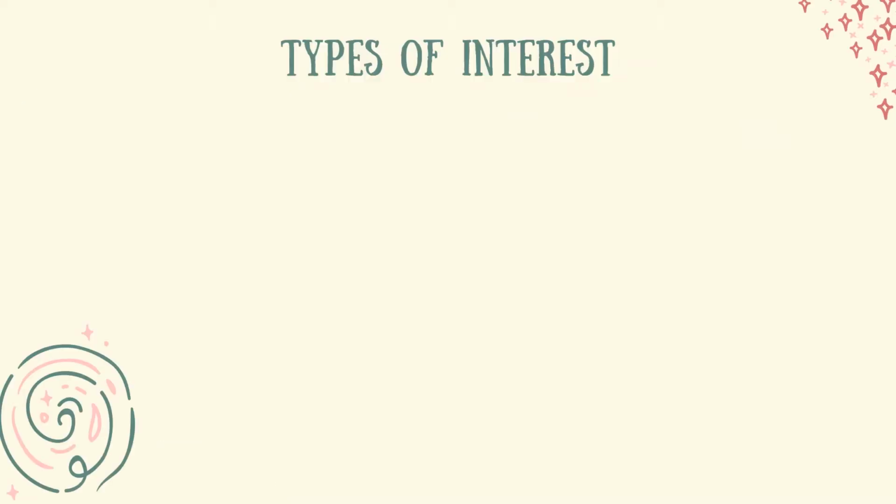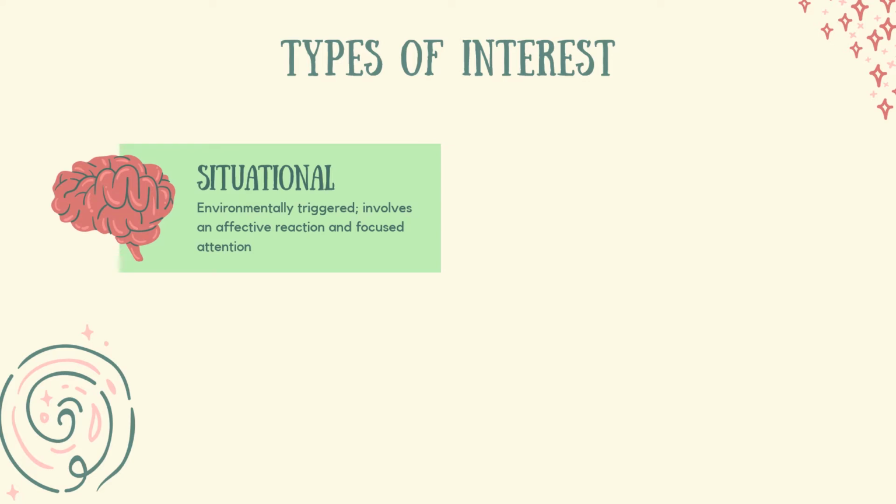There are two types of interest that educational research has focused on, situational and individual. As Hidi tells us, situational interest is environmentally triggered and involves an affective reaction and focused attention. There are two phases of situational interest, one where the interest is triggered and the next where it is further maintained.